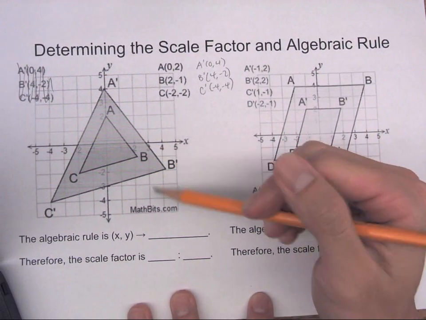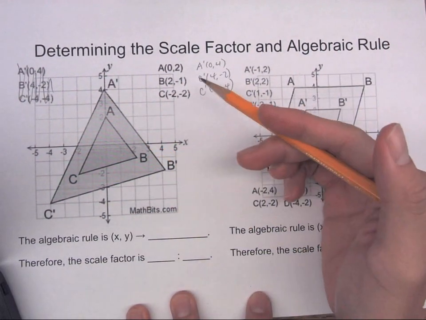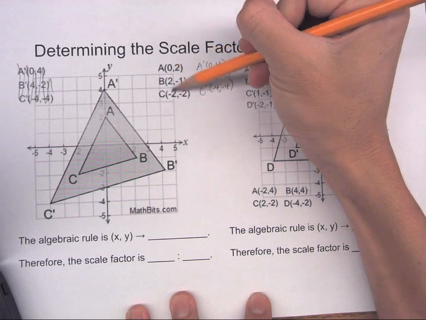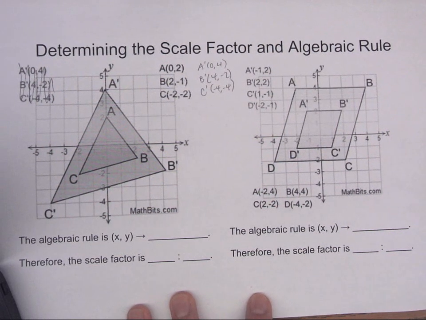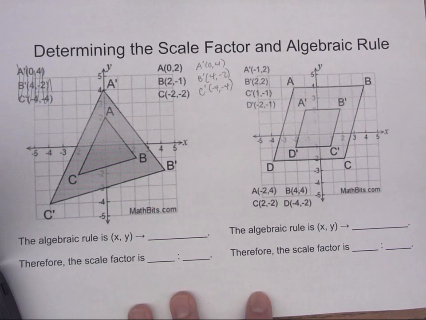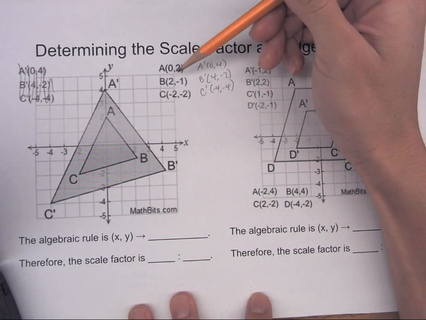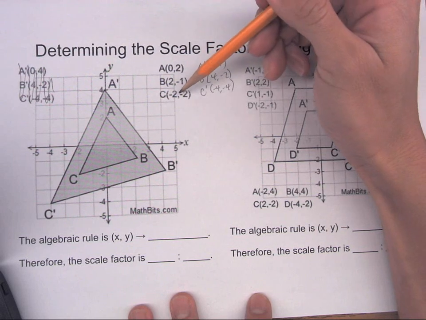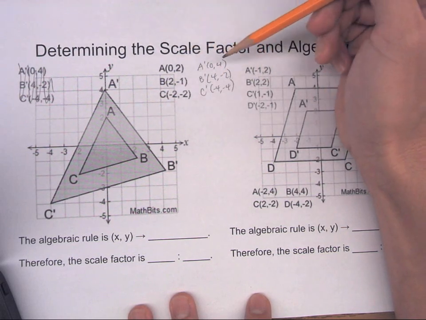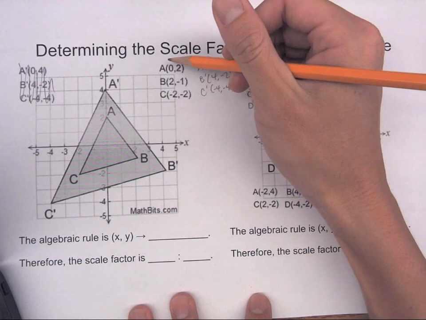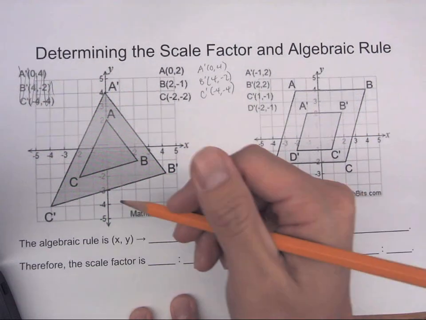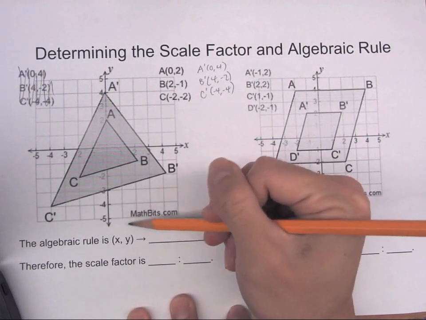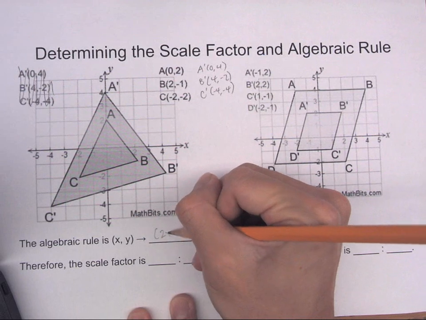Okay, so if we look at the relationship between the pre-image and the image, notice our x's. When determining scale factor, you're either multiplying or dividing something. Don't worry about adding or subtracting anything. Only think about multiplying or dividing. So here, 2 times 2 is 4. Negative 2 times 2 is negative 4. And we also know 0 times 2 is 0. So we know that our x's are multiplied by 2. That's the first part of this algebraic rule. It always starts with x comma y, and it has a 2x.